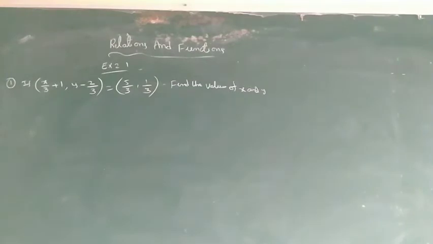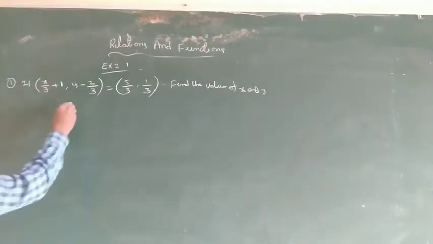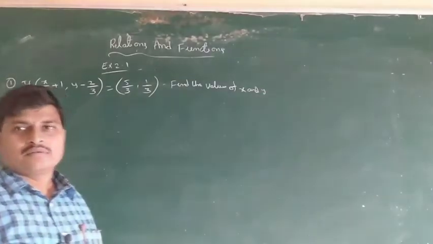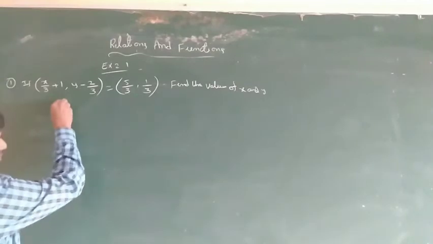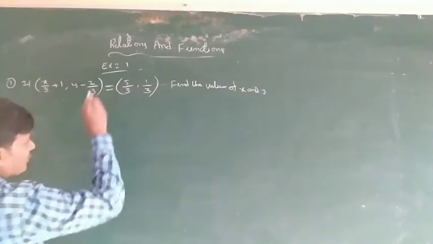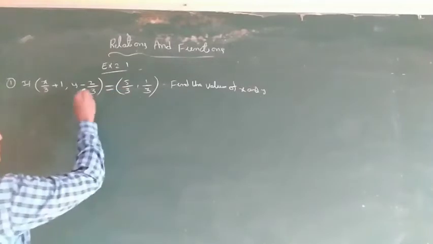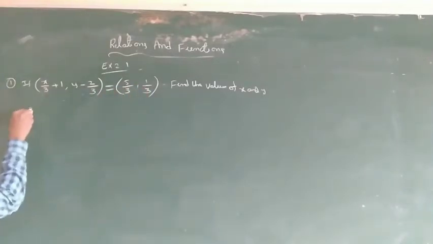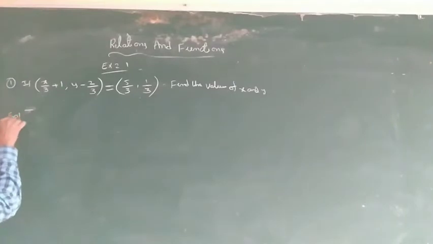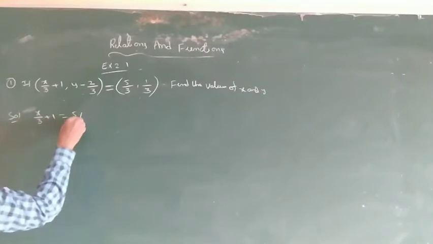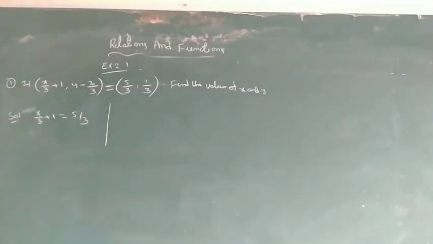Find the values of x and y. Two ordered pairs are equal. When the ordered pairs are equal, the first element of the first pair equals the first element of the second pair, and the second element equals the second element. So x/3 + 1 is equal to 5/3.